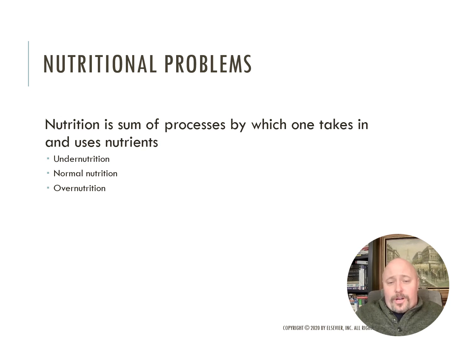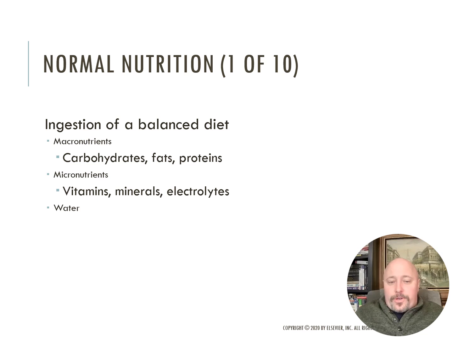Nutrition is the sum process by which one takes in and uses nutrients, and this can create different problems such as undernutrition, normal nutrition, and overnutrition. Normal nutrition would involve the ingestion of a balanced diet, getting macronutrients such as carbohydrates, fats, and proteins, along with micronutrients such as vitamins, minerals, and electrolytes.